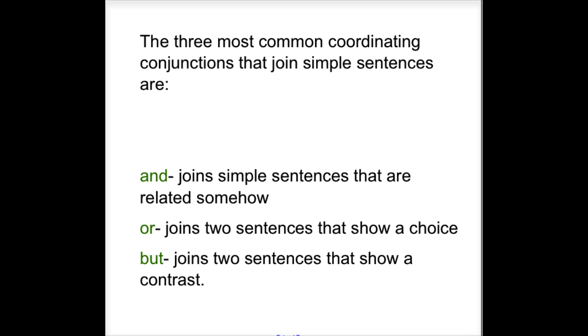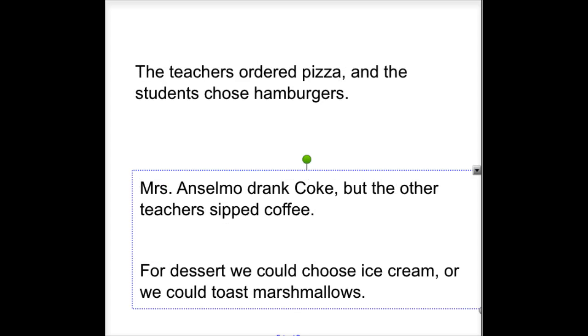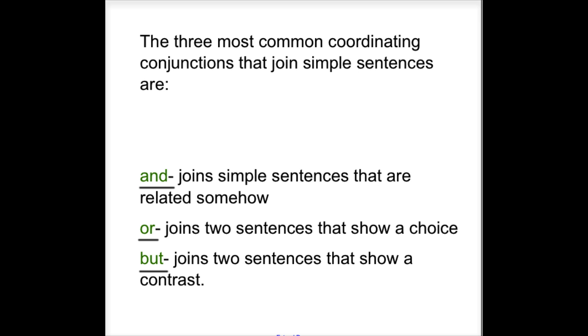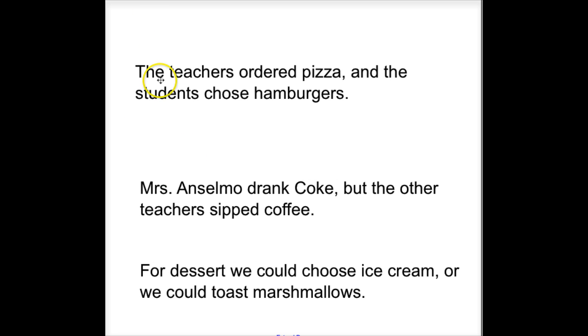The three most common coordinating conjunctions that join simple sentences are and, or, and one more we add to the list, but. And joins sentences that are related somehow, or joins sentences that show a choice, and but joins two sentences that show a contrast. Let's take a look. The teachers ordered pizza and the students chose hamburgers. Okay? Both of those sentences are related in that two groups of people are picking what they want to eat, probably for lunch.